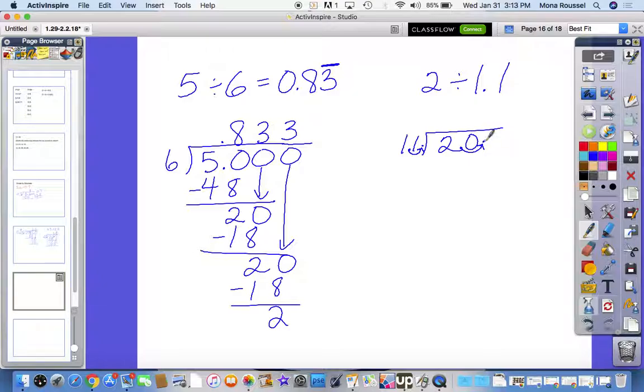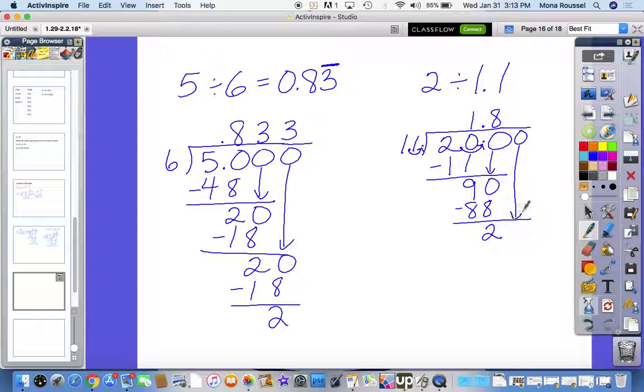So now we're dividing 11 into 20. 11 goes into 20 1 time. 1 times 11 is 11. We subtract and get a remainder of 9. So we're going to have to bring the decimal up and add a 0 behind it so we can keep dividing. 11 into 90 goes 8 times. 8 times 11 is 88. And we get a remainder of 2, which is less than the divisor 11.